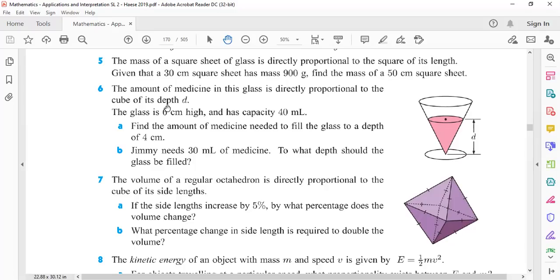So basically you have to write it as V is directly proportional to D cube. So I can say V is equal to K D cube. D is depth, so that is the centimeter high. So 6 is D, and capacity means V, volume is 40 ml.